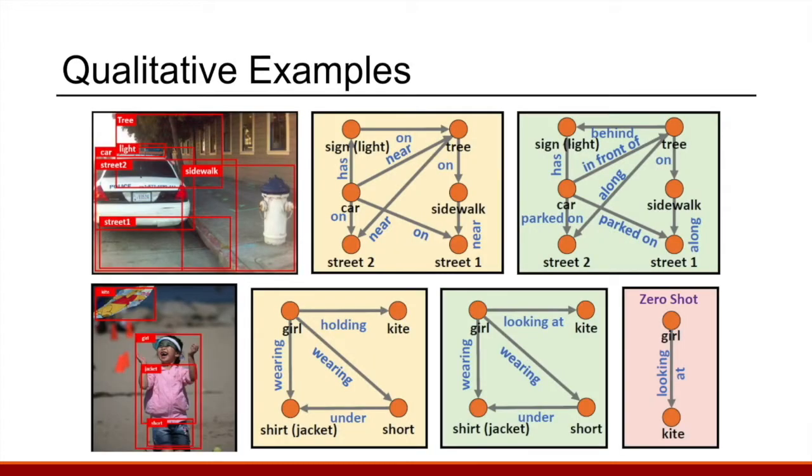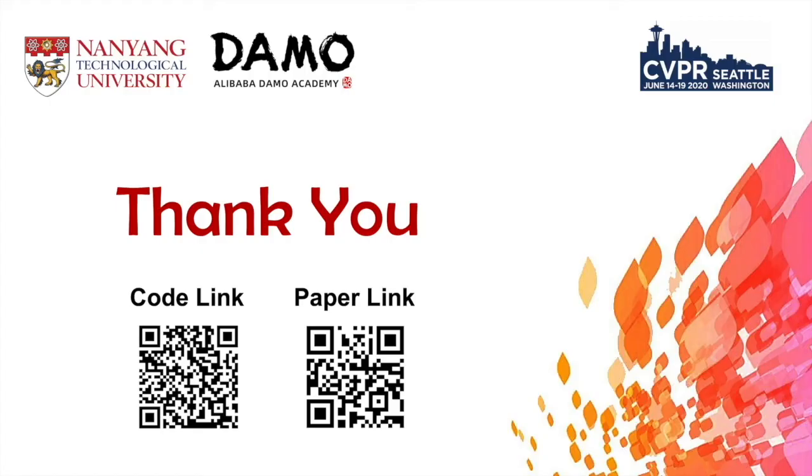Here are the qualitative examples. The yellow box means conventional inference, and the green box means TDE-based unbiased inference. The interesting part is, for the button image, the conventional inference is totally blind. It considers that the girl is holding the kite even though she didn't touch it, while the TDE-based inference correctly predicts the looking at relationship.